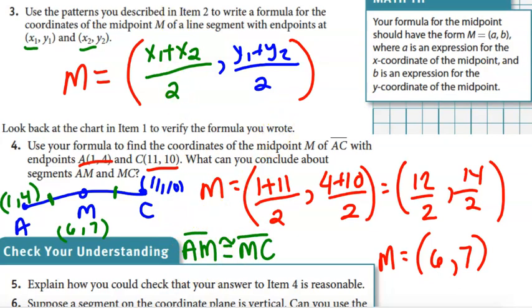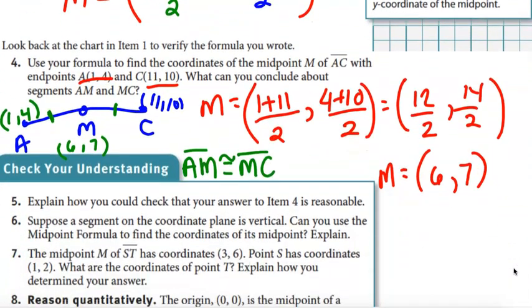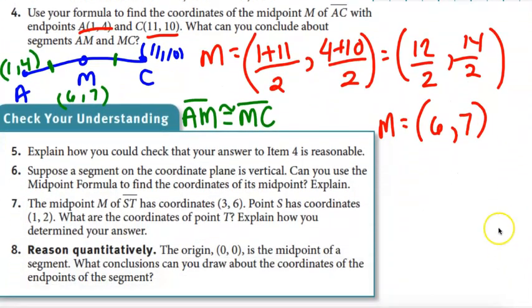All right, and that is all midpoint is. It's pretty simple. It's not too hard. Just make sure you add your x values, cut them in half, add your y values, cut them in half. And again, midpoint cuts things into 2 equal pieces. Okay? All right. So then you're just going to try 5, 6, 7, and 8. And then we'll go over our answers. Okay? So press pause and try 5, 6, 7, and 8.